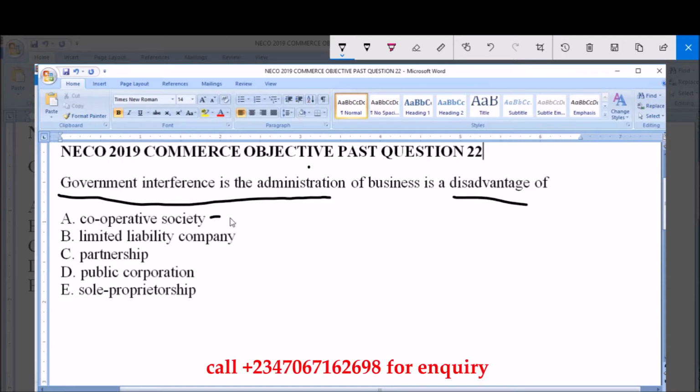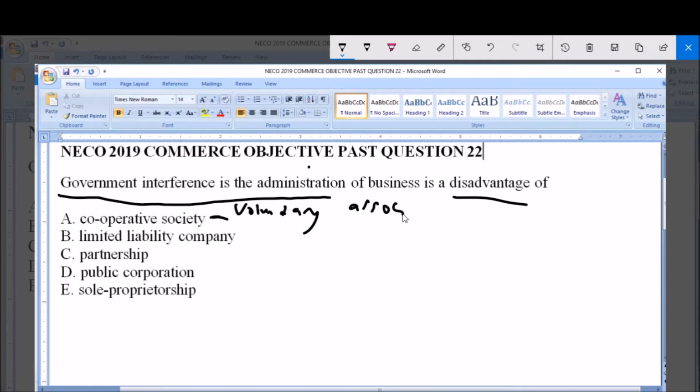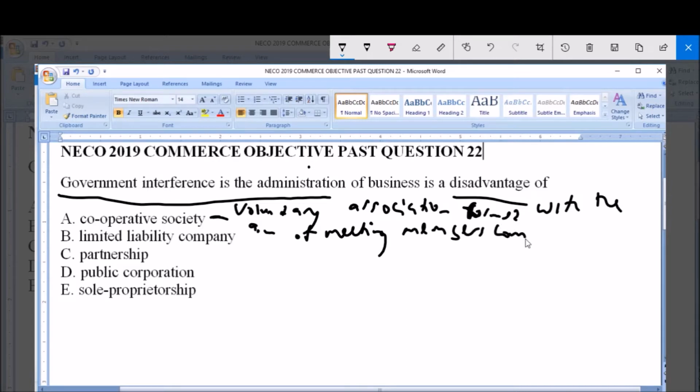So let's look at what each of the options are and see the one that has government interference related to it. So the cooperative society is a voluntary association formed with the aim of meeting members' common economic and social needs.